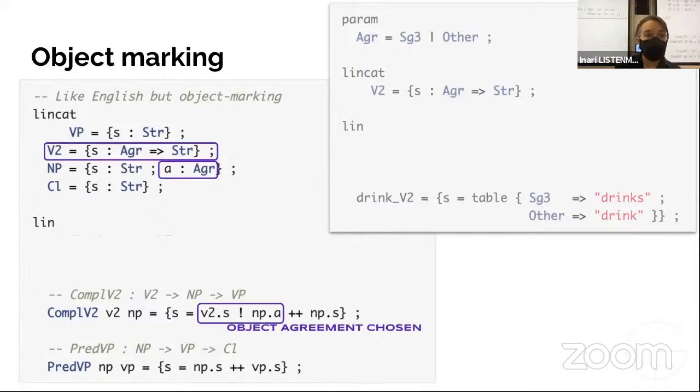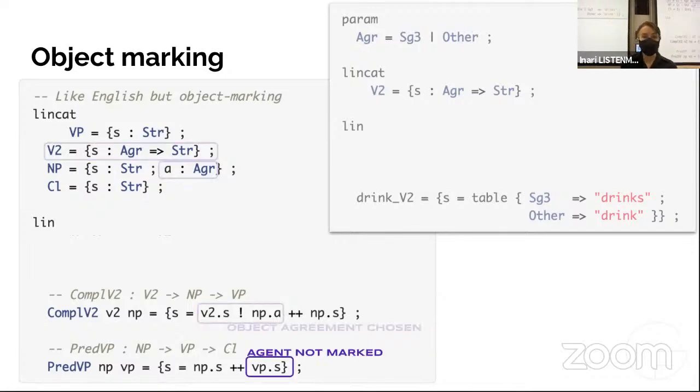So the V2 and NP are actually the same as before, but now the compo VP is different, because already here we choose the agreement, and it's the argument to the V2. It's already the compo V2 which takes V2 and NP, and it's that NP which dictates the agreement. And then we get pred VP. Well, there is nothing left to choose, because VP's linked is just a string and not an inflection table. So what we do is just concatenate the agent and the VP.